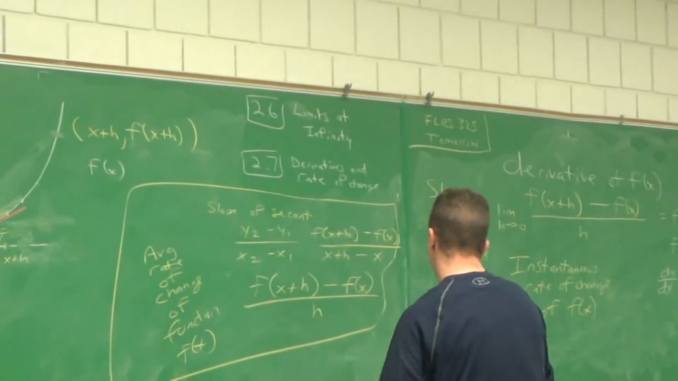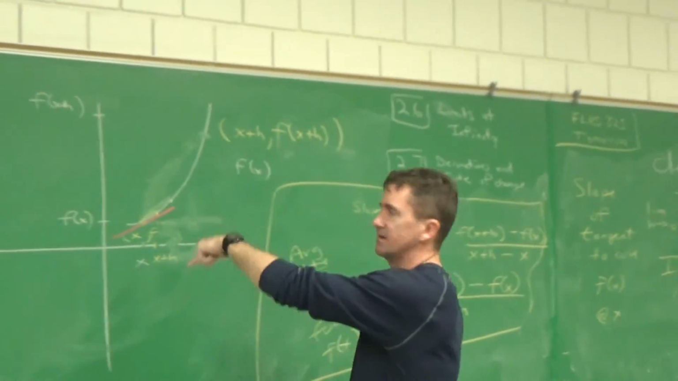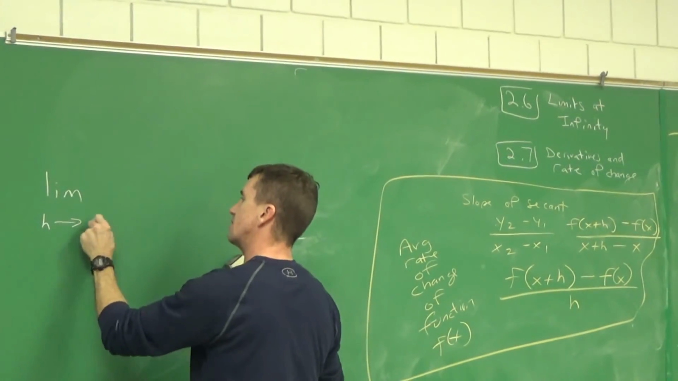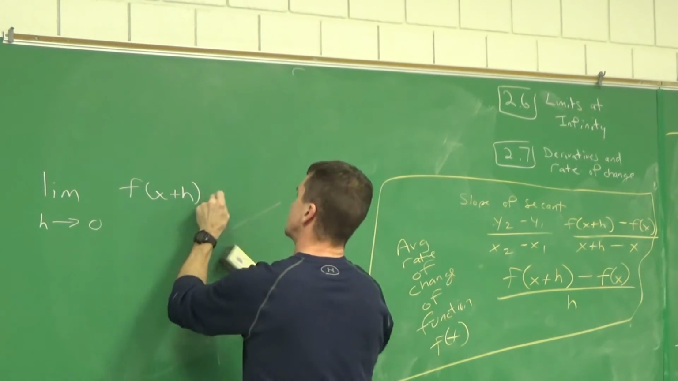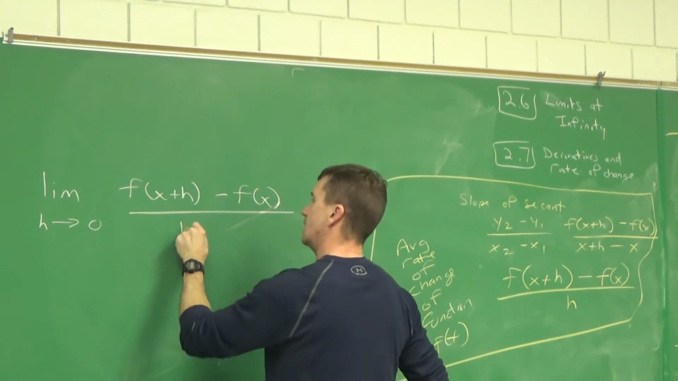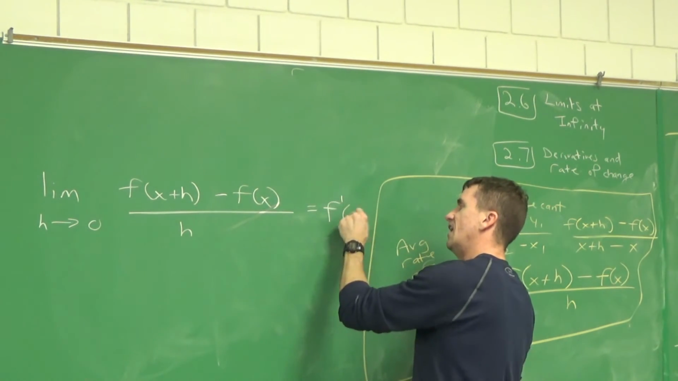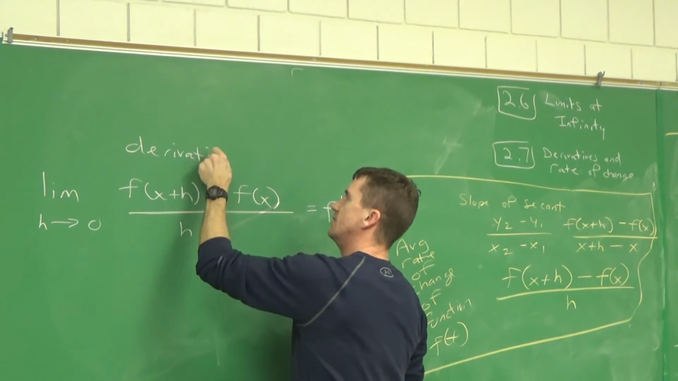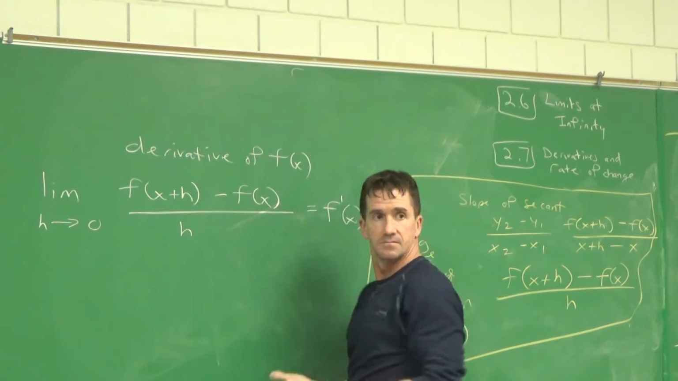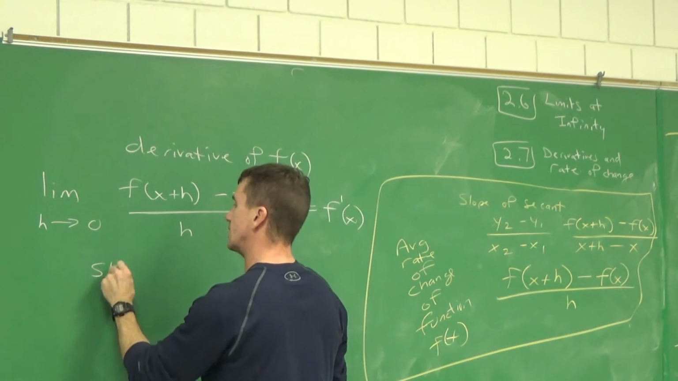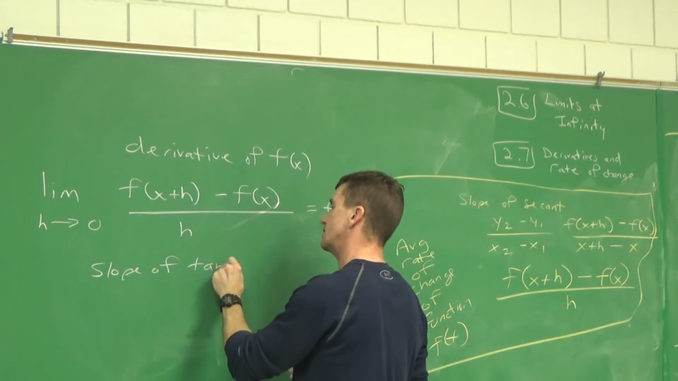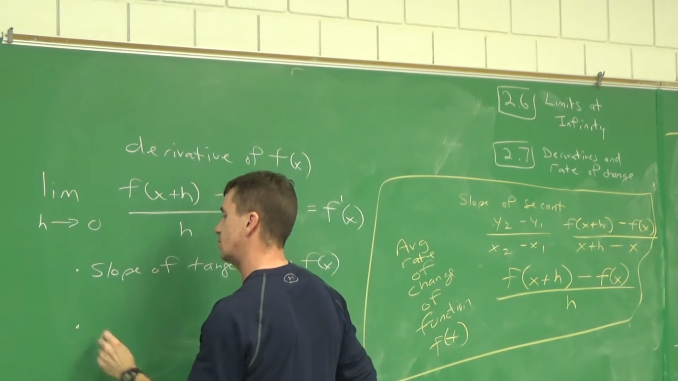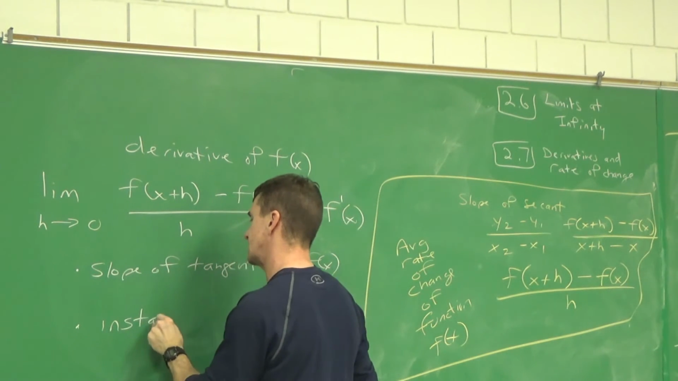All right, hey, let's do a problem. Can I pull this thing off? Yeah, I'm going to take this off, and right next to this, I'm going to write this. Limit as h approaches 0 of f of x plus h minus f of x, all over h. This is equal to what symbol? F prime of x, right? What's this called? The derivative of f of x, right? What does this find? This finds the slope of a what? Of a tangent to a what? To a curve, f of x. What else does it find in terms of rate of change? What kind of rate of change? Instantaneous.